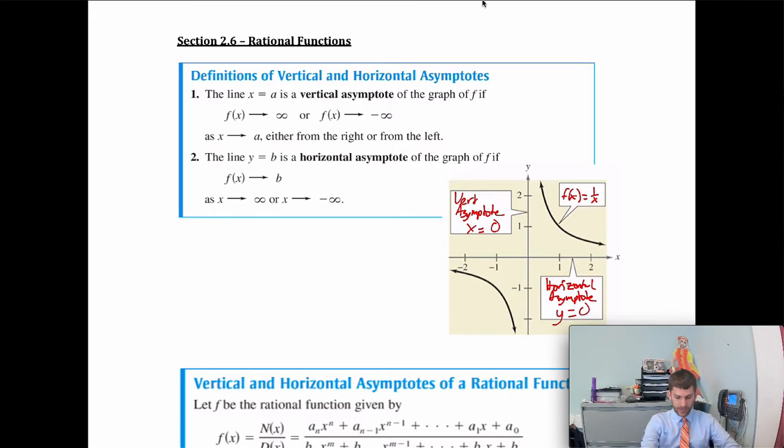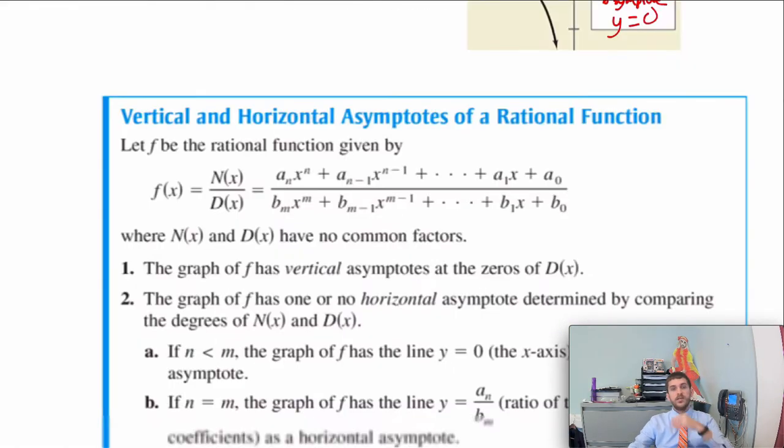So with that information, we're going to talk about the vertical and horizontal asymptotes of rational functions. Let some function f be the rational function defined by N of x over D of x. N of x for numerator, D of x for denominator. The numerator is some a sub n times x to the nth, really just a degree n polynomial. And D of x is a degree m polynomial. And they've got no common factor, so we can't reduce it anymore.